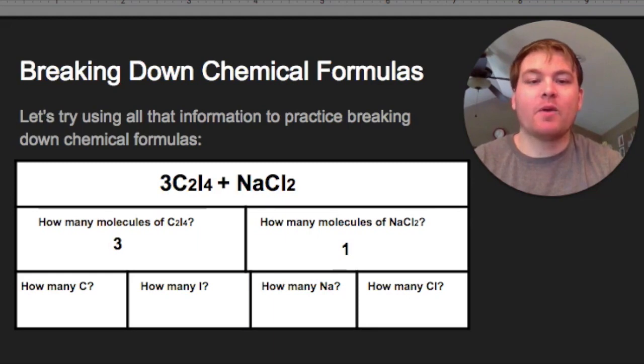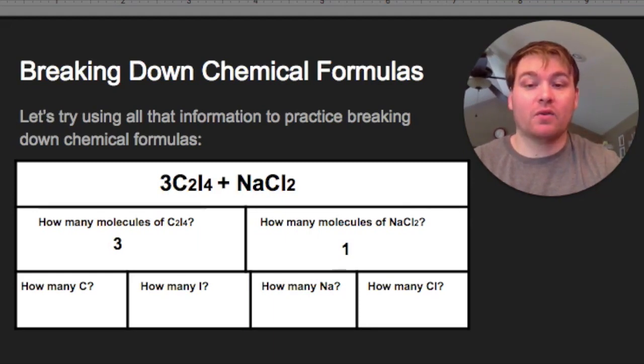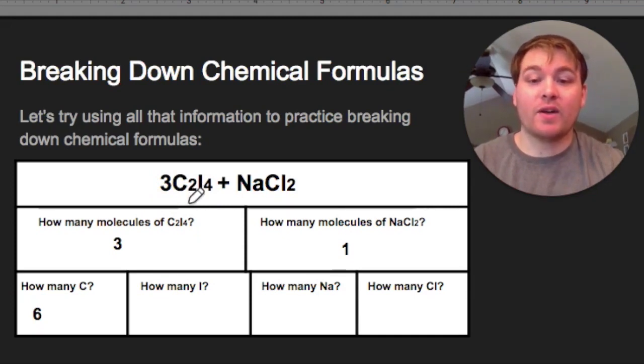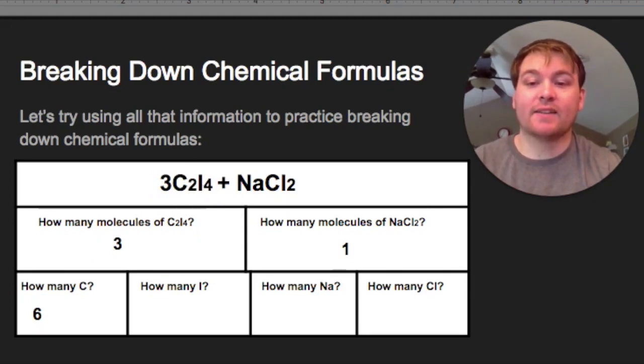After that, I'm going to break down how many of each element are inside of those molecules. So how many carbon do I have? 6. Now, I might have just confused some of you, but let me show you how I got that. If I take my coefficient of 3 and my subscript of 2, that means I have 3 molecules of C2I4, and each one has 2 elements of carbon. 3 times 2 is 6. So that means my answer is 6.